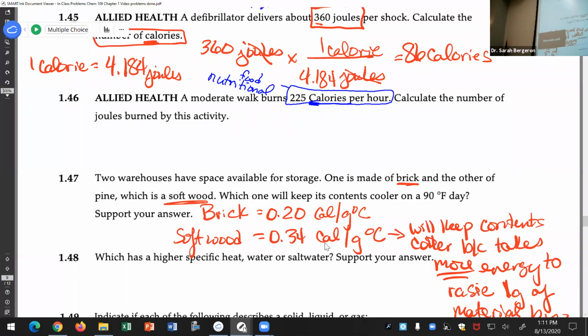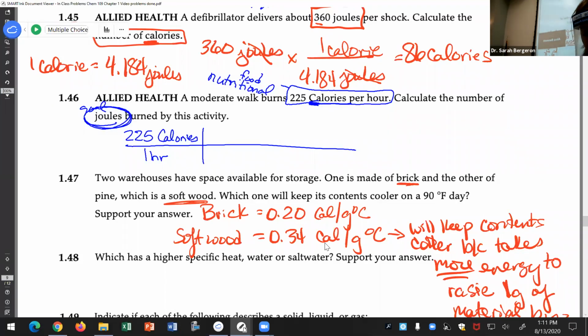Okay, so that's what we're starting out with. What do we want to know? We want to know the number of joules burned. So this is our goal. We start out with 225 calories per 1 hour. Now what? We have to have a conversion factor. If we're trying to go from nutritional calories to joules, we can't just go from the big C to joules. We have to go to the little c, and then we can get to joules.